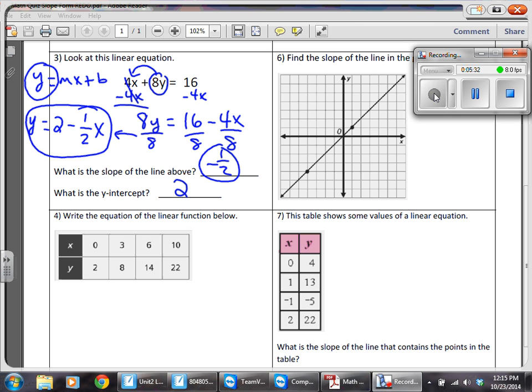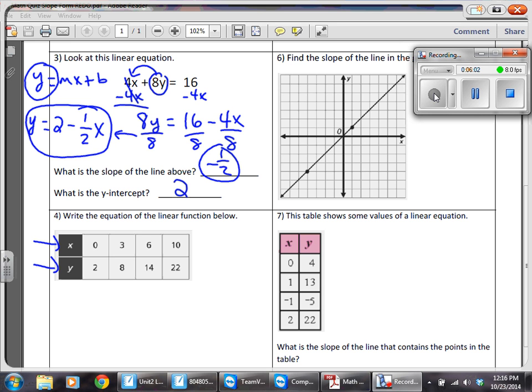Which brings me to a question that you haven't seen before, but it's something that you're able to do. All they're giving you is a table of values. They're giving you x values, and they're giving you y values. So they're giving you coordinates. So 0, 2 is one of your coordinates. 3, 8 is another coordinate. 6, 14, 10, 22. Those are all going to be your coordinates. So we can use those when we're trying to figure out the linear function below.